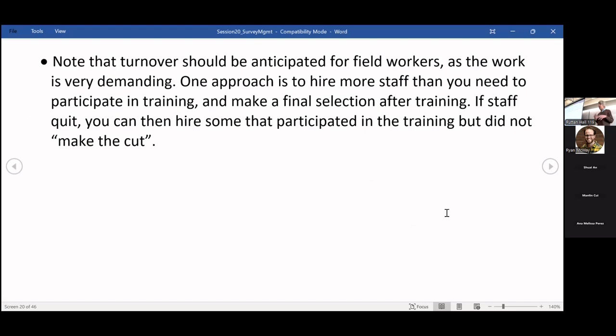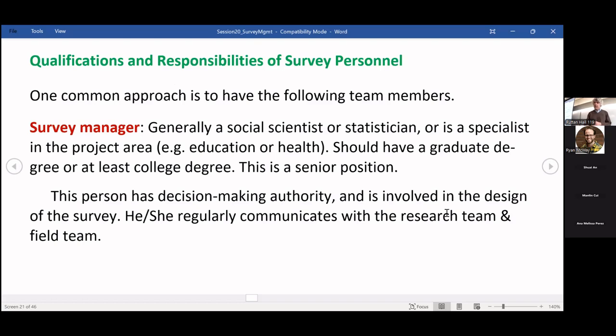Okay. And what we've done a lot is that we have this training, and then at the end of the training, we give people a test. The ones who do the best are the ones we're going to start with. The ones who don't do so well, we put on standby, so that when some of the people we select have to leave, we have some people that we can pull in quickly to replace them. Okay. So that's a common thing to do.